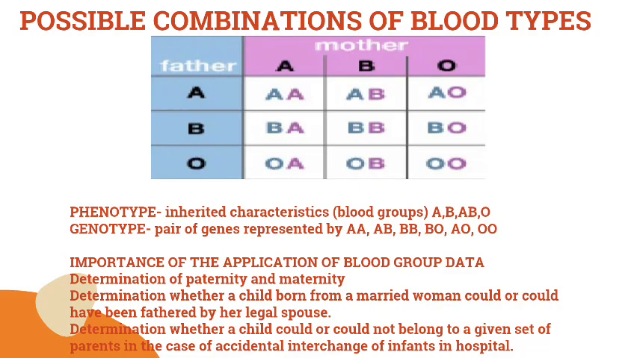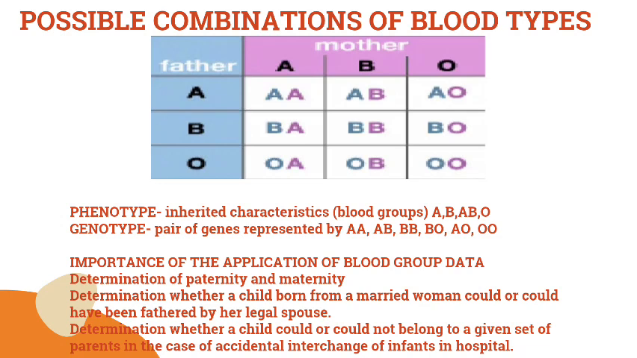Possible combinations of blood types. In phenotype, there are the single letters A, B, AB, or O. In genotype, there are AA, AB, BB, BO, AO, and OO.